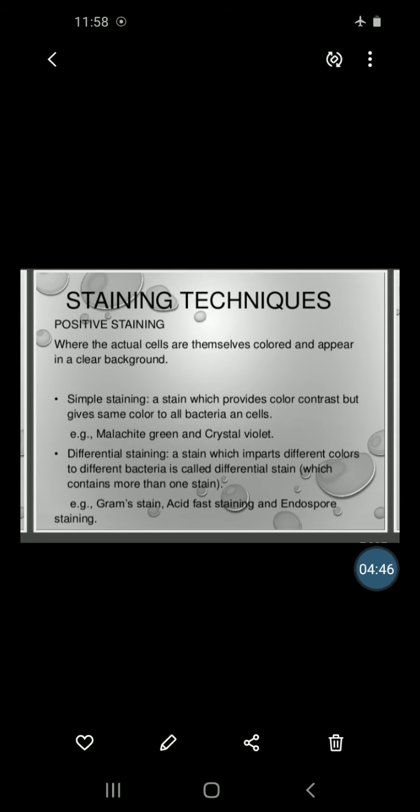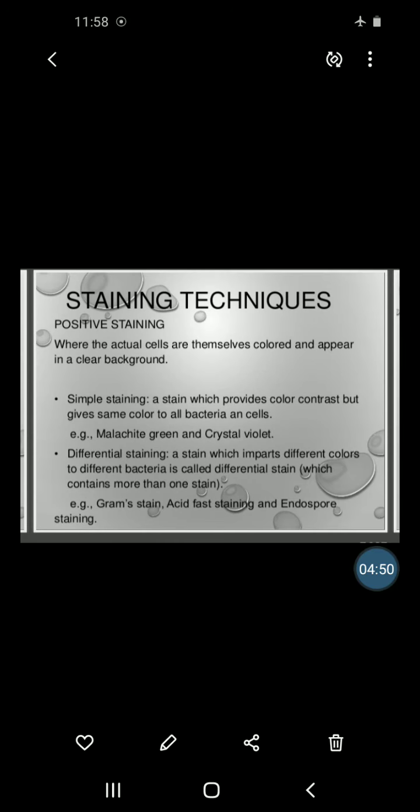First, simple staining, a staining which provides color contrast but gives the same color to all bacteria and cells. For example, malachite green and crystal violet. Then differential staining, in which we use more than one stain. A stain which imparts different colors to different bacteria is called a differential stain.